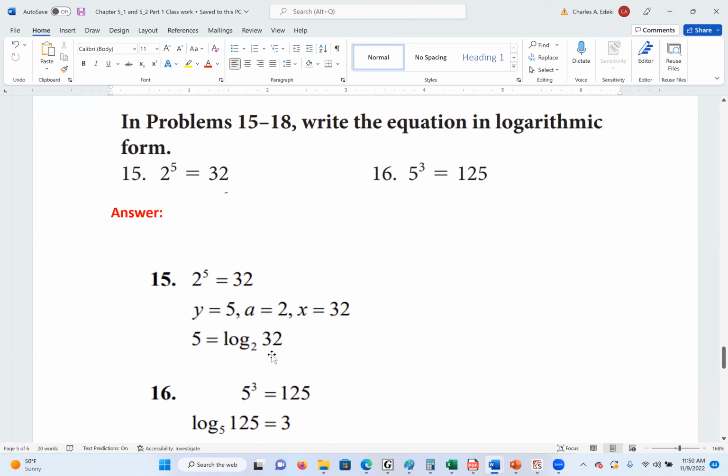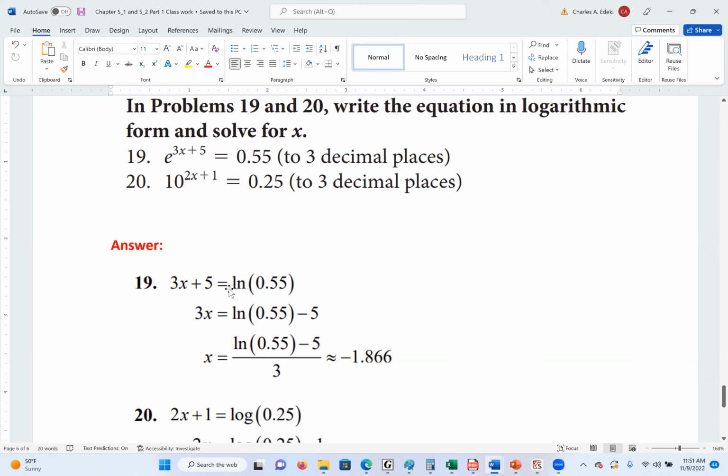So again, the base is e, so it will be natural log. So we can say the natural log of 0.55 equal to 3x plus 5. Then we can solve for x. So 3x will give us natural log 0.55 minus 5, because plus 5 crosses the equal sign. 3 is multiplied by x, so we're going to divide by 3.